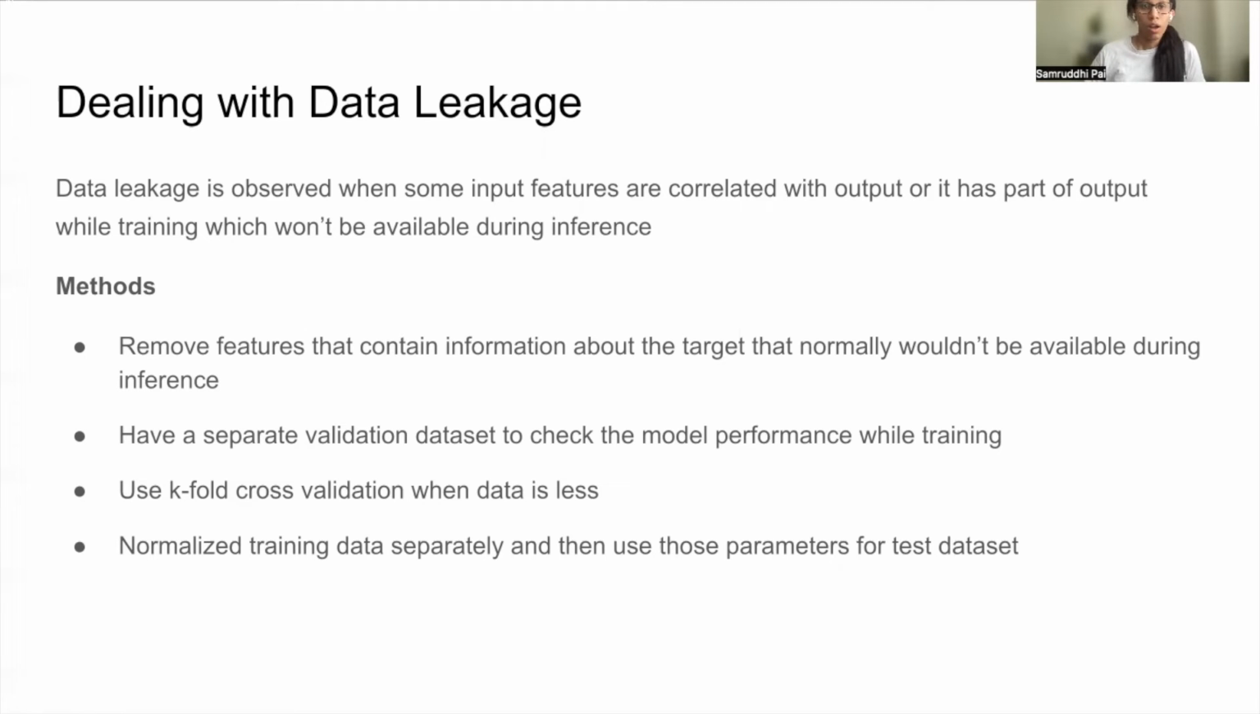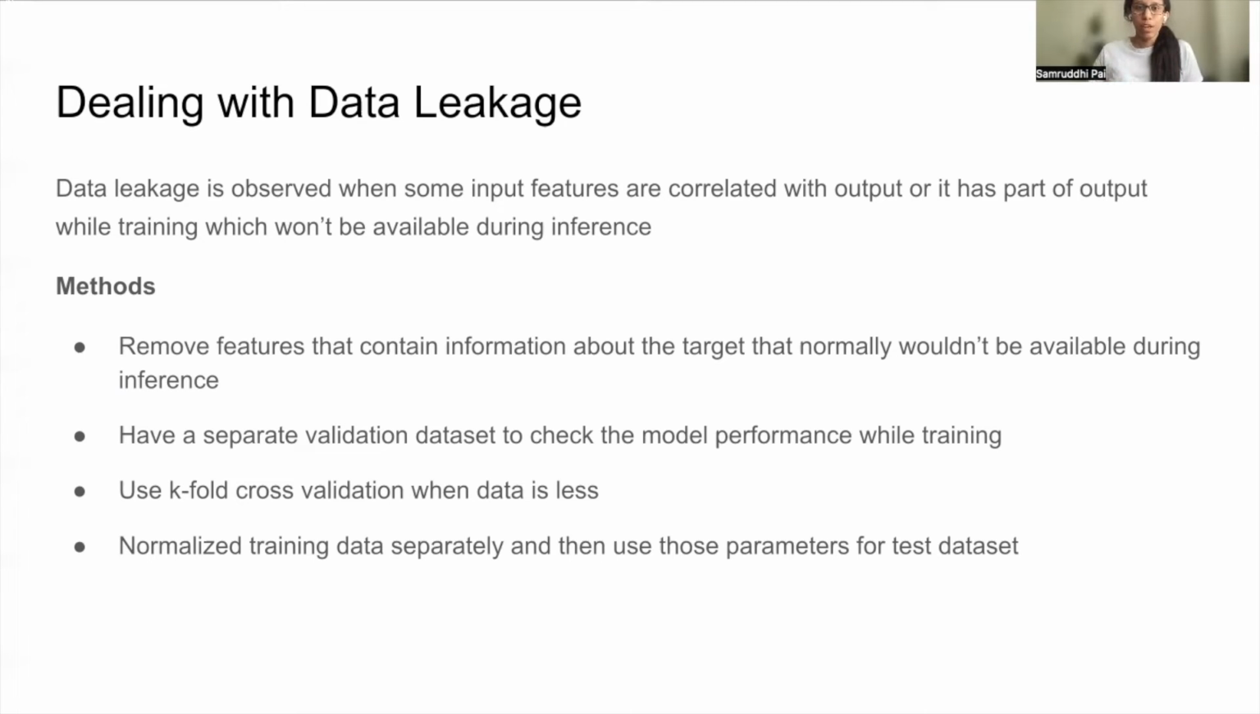Another thing to do is to have separate train, validation and test data sets. That will give you a better understanding of how your model is going to perform on unseen data during the training phase itself. Sometimes when you do not have a lot of data to create three different splits, you can use methods like k-fold cross-validation.